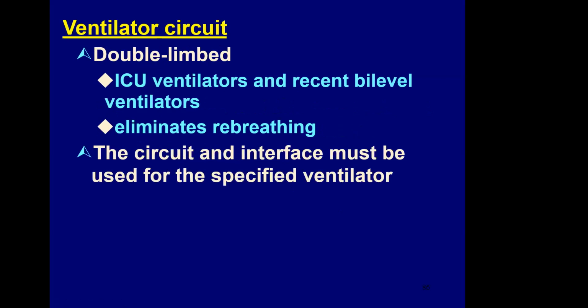The double limb circuit is used in ICU ventilators and our newer bi-level ventilators. I started with one, we'll get to where I started, but it was very difficult equipment to work with. Double limb circuits are in ICU ventilators and recent BiPAP ventilators. The double limb circuit eliminates rebreathing altogether. The circuit and interface must be used for the specified ventilators. It is not one size fits all, one brand fits all.